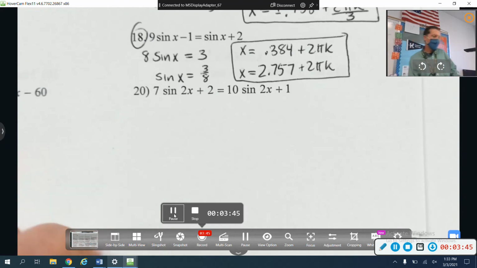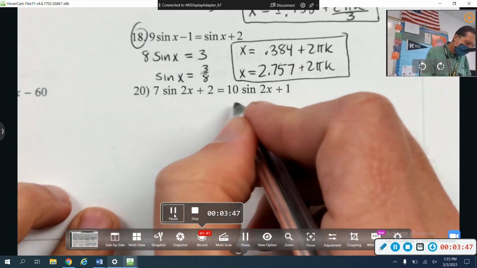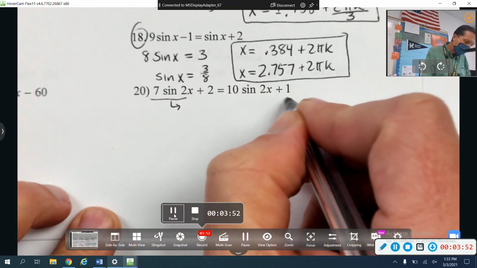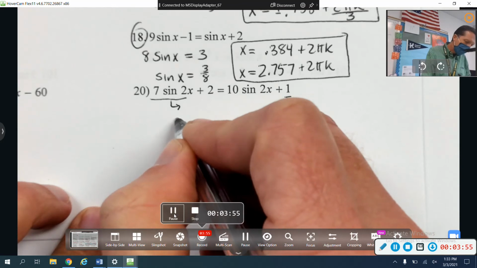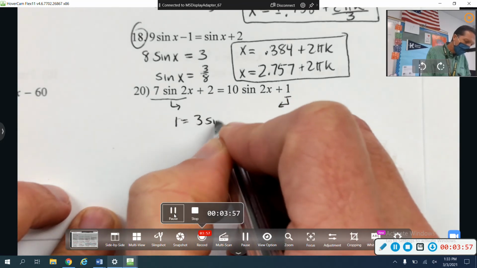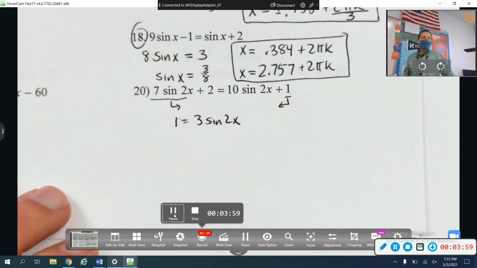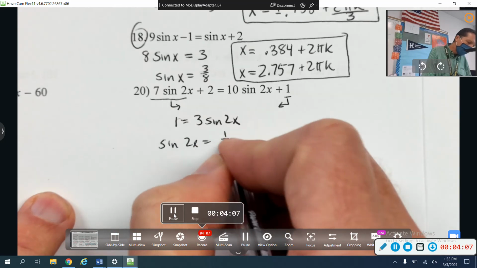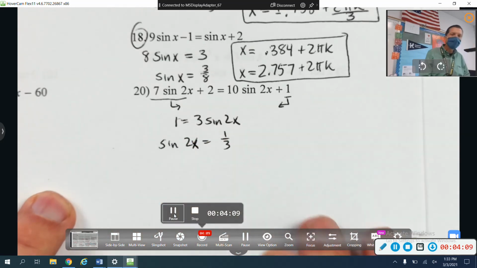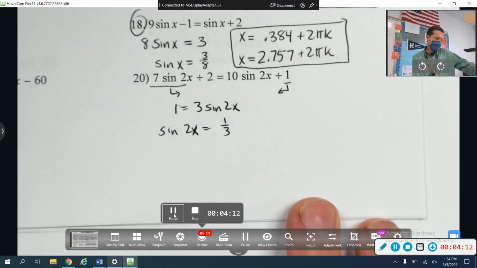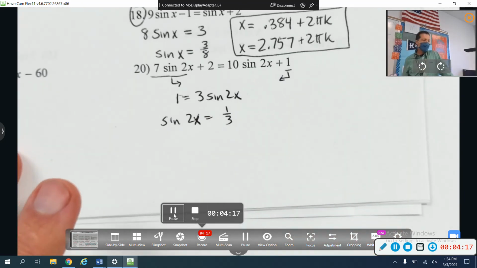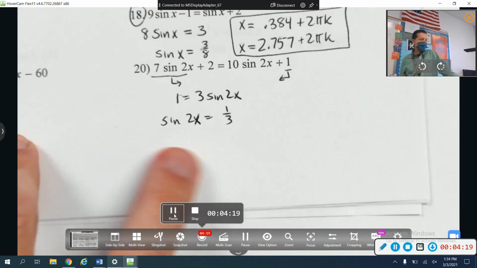Well, let's do number 20. Let's see. I'm going to move 7 sine x that way and 1 that way. So 1 equals 3 sine 2x. That means sine of 2x equals 1/3. I'm glad I'm doing this one. We've got a lot of stuff going on here. Sine of 2x equals 1/3. Okay, so now I'm ready to go to the calculator because I need to find an angle whose sine is 1/3.